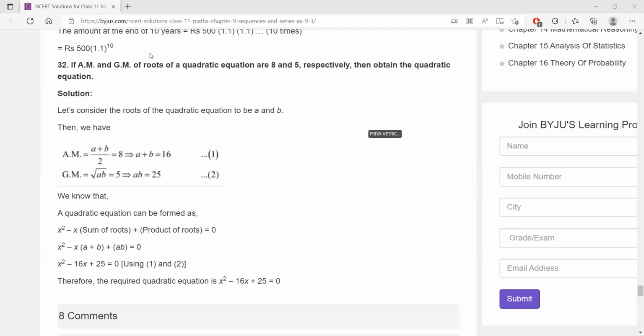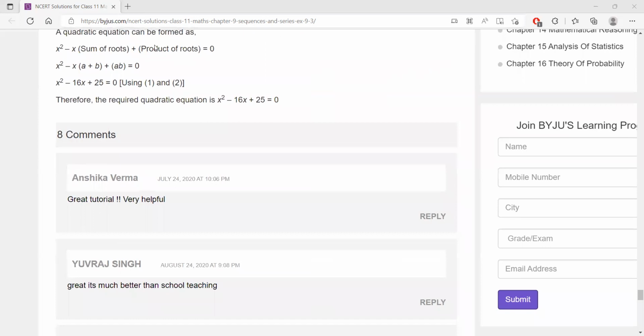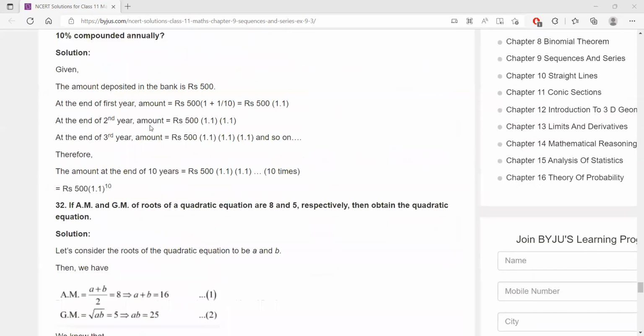See, these are the formulas. For arithmetic mean, the formula is (a plus b) by 2. For geometric mean, the formula is square root of AB. Can you follow? Well, that's it. That's all about this.